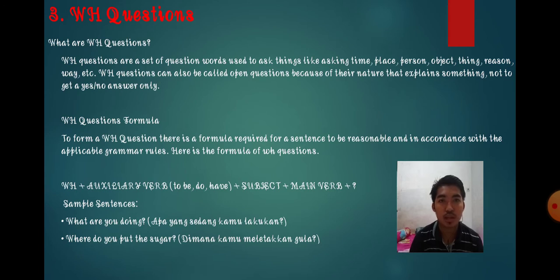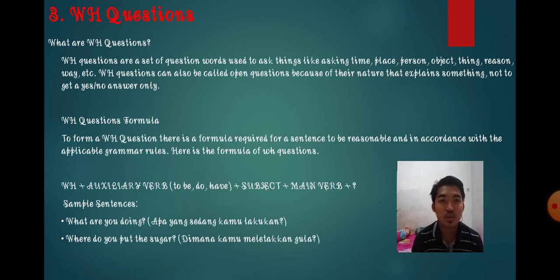WH question formula. To form a WH question, there is a formula required for a sentence to be reasonable and in accordance with the applicable grammar rules. Here is the formula of a WH question: WH question word plus auxiliary verb (to be, do, have) plus subject plus main verb. Sample sentence: What are you doing? Atau apa yang sedang kamu lakukan?